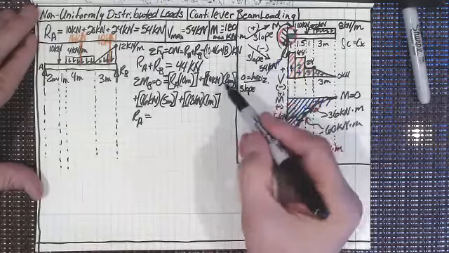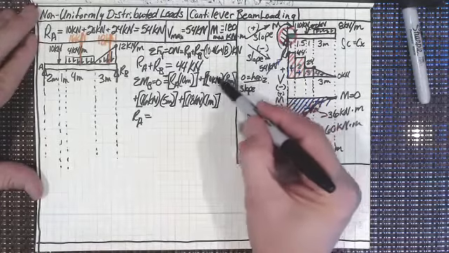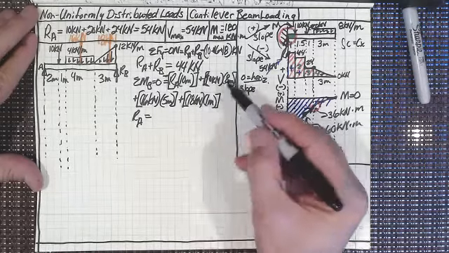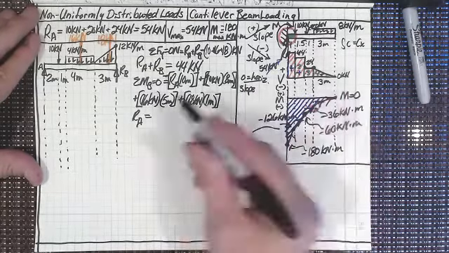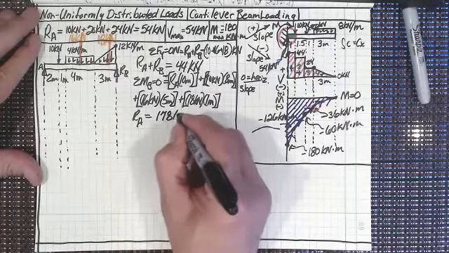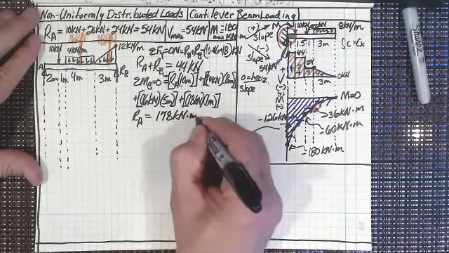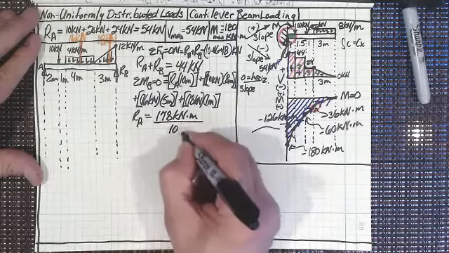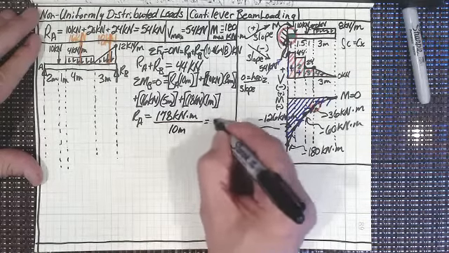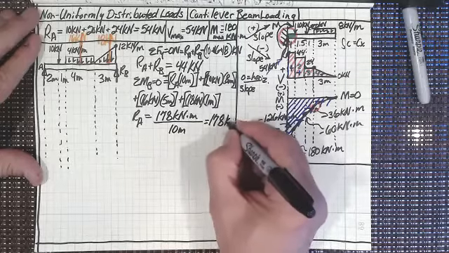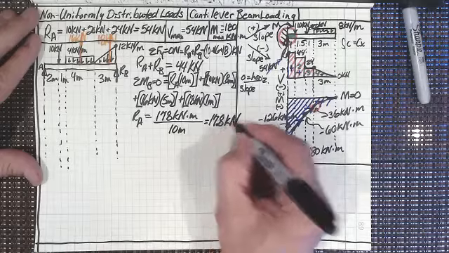So let's do that. So I've got 80 plus 80 plus 18, so 178 kilonewton meters divided by 10 meters equals 17.8 kilonewtons. All right.